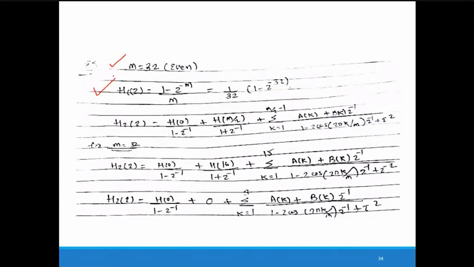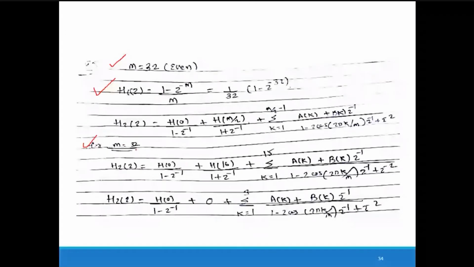You are getting the parallel filter bank, and this parallel filter bank equation is h0 divided by 1 minus z inverse plus h of m by 2 divided by 1 plus z inverse plus sigma k equal to 1 to m by 2 minus 1 of ak plus bk into z inverse divided by 1 minus 2 cos 2 pi k by m into z inverse plus z to the power minus 2. Now we are applying the value of m equal to 32 in this particular equation.